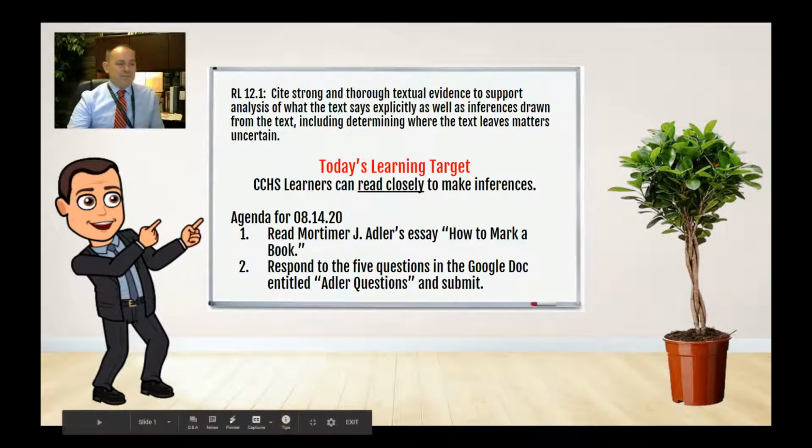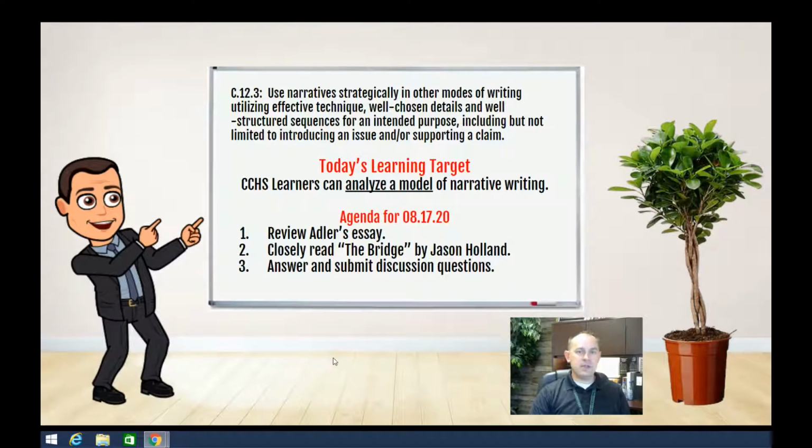First day of class, you examined the syllabus. You're oriented to the class, you know the expectations for Campbellsville University, and you know the due dates for the major papers that are going to be written in this class. On the second day of instruction, you began by looking at a learning target about close reading of a text. And we did that by reading Mortimer J. Adler's essay, How to Mark a Book, that was published in 1941. And so part of that was to answer some discussion questions about that.